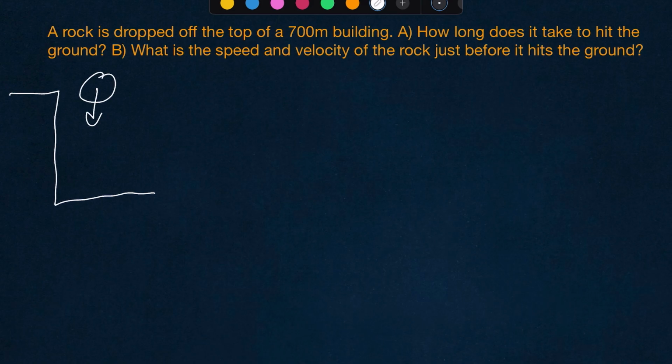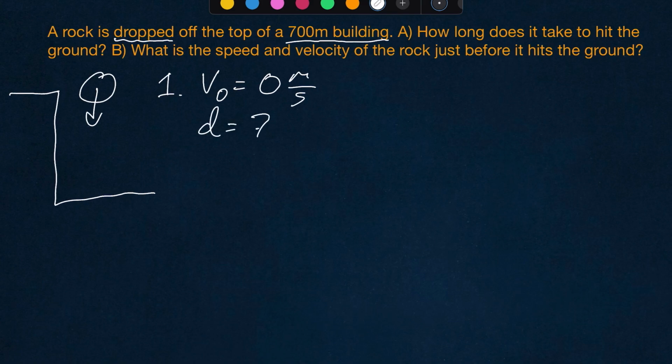As with any physics problem, step 1 is always to start by listing out your knowns and your unknowns. So this problem tells us that the rock is dropped from the top of the building. So that gives us V initial is 0 meters per second. It tells us that the building is 700 meters tall. So we know that the distance the rock travels is 700 meters in this case.